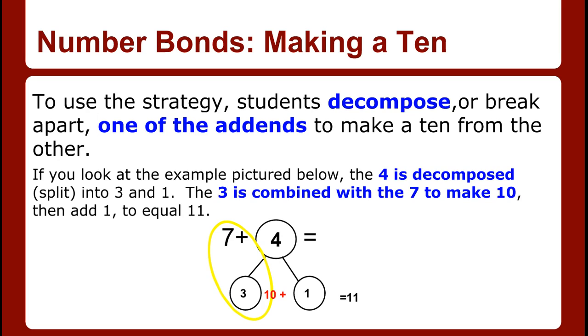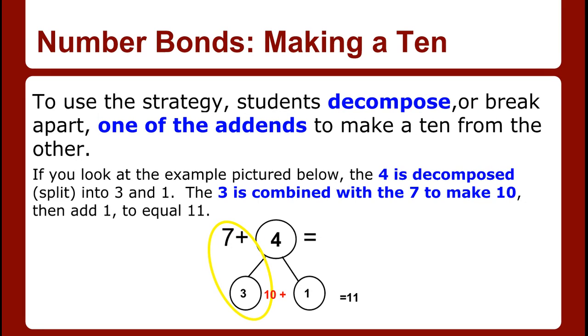Students are encouraged to ask themselves, what do I need to make 10? On a Rekenrek, students can show 7 beads on the top row and see that 3 more beads are needed to make 10. Using the 3 to make a 10, students use number bonds to complete the equation. It's much easier to add 10 plus 1 equals 11 than relying on memorization.